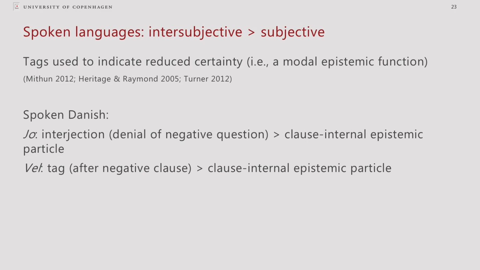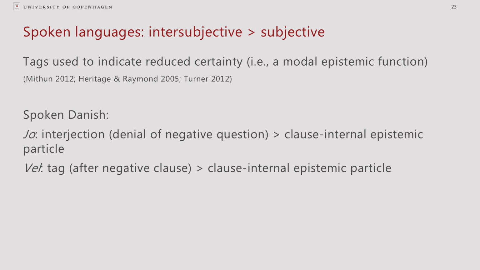But as a matter of fact, there are also cases in spoken languages where you go from intersubjective to subjective meaning. It has been found that tags in English, but also in North American Indian language, are used to indicate reduced certainty. And this makes sense if you see a tag as a way of inviting the other person to take part in thinking about whether this could be true or not.